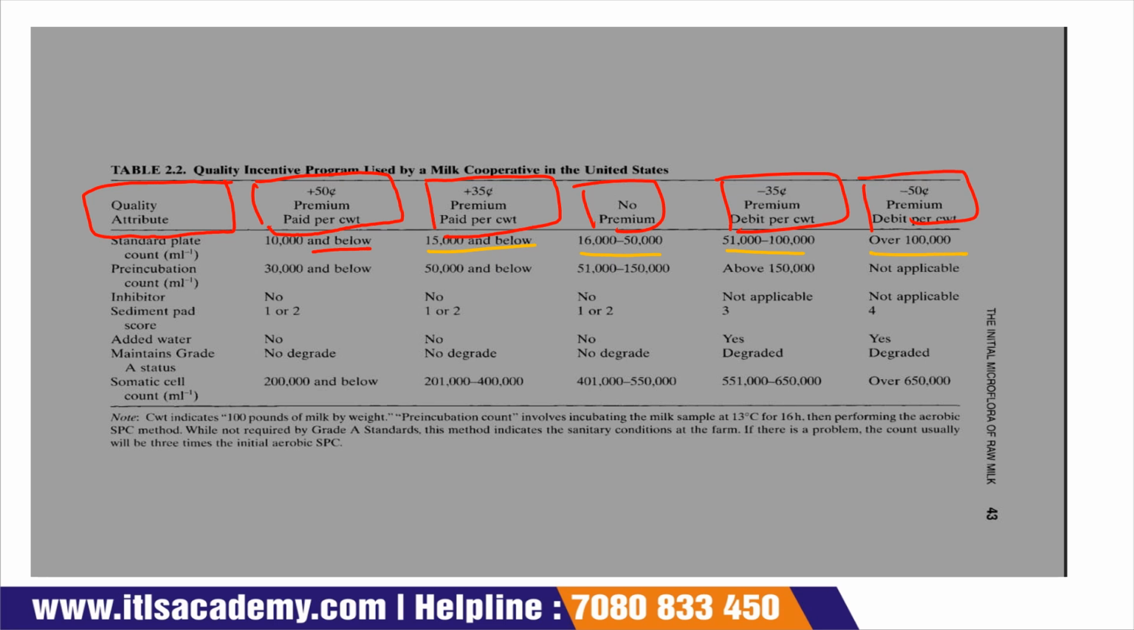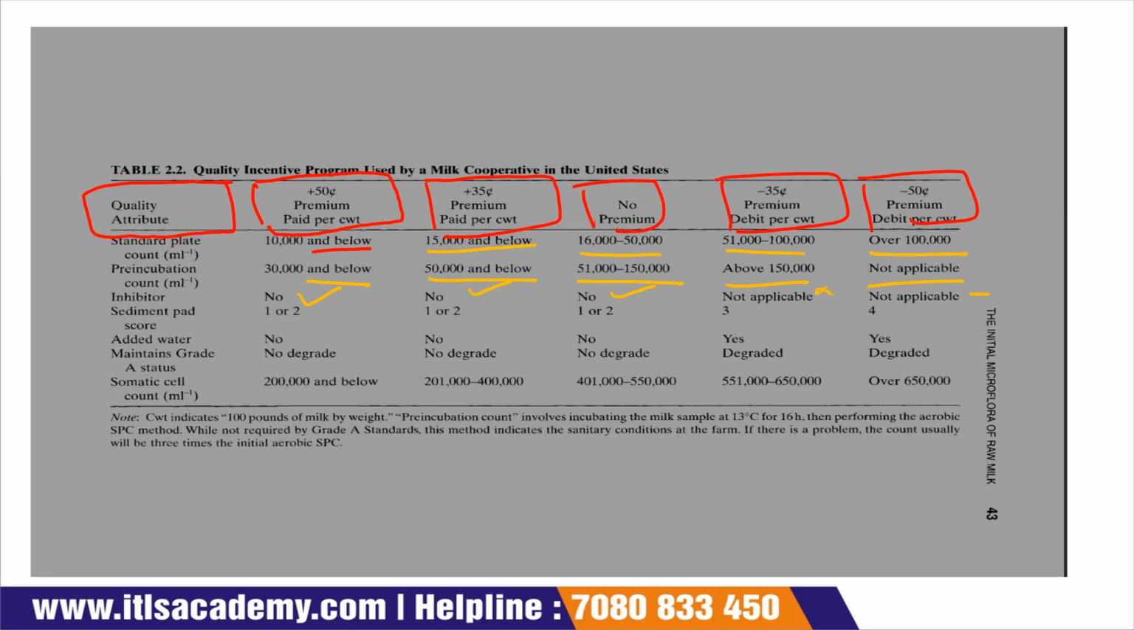The next one is the preincubation count per ml. For plus 50 it is 30,000 and below; for plus 35, 50,000 and below; no premium is 51,000 to 150,000; it is above 150,000 for minus 35, and for minus 50 it is not applicable. Then inhibitory substance: for plus 50 no, for plus 35 no, for no premium no, and for minus 35 and minus 50 it is not applicable.